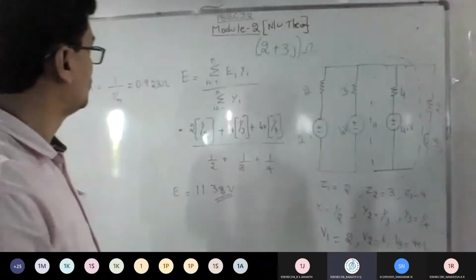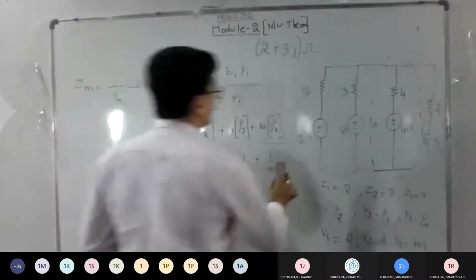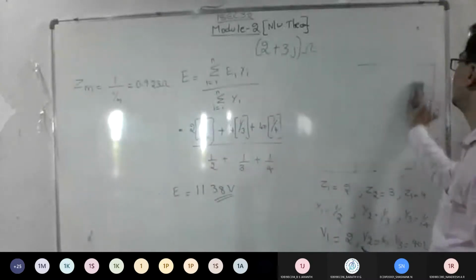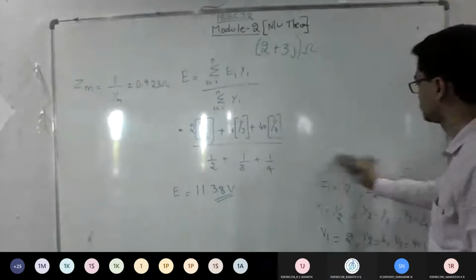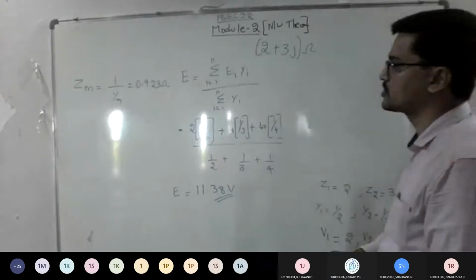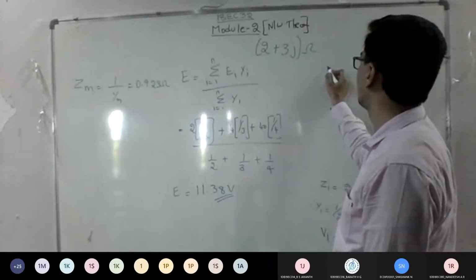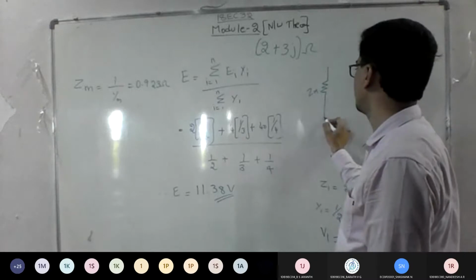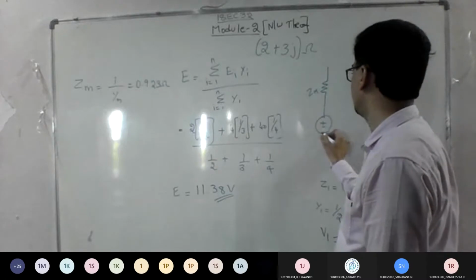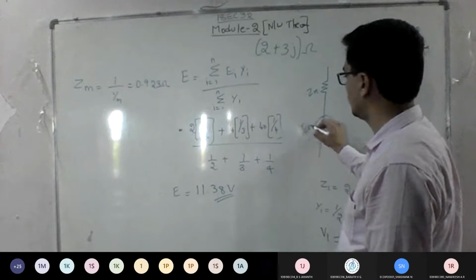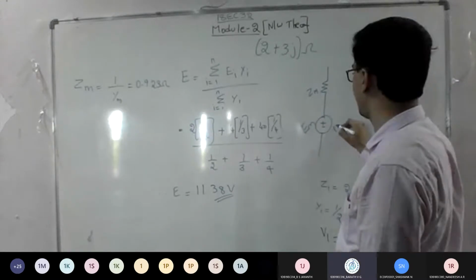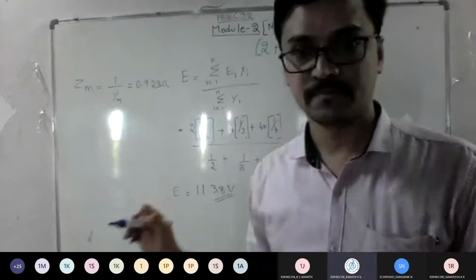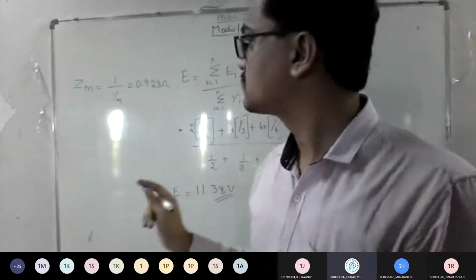Is it fine till here? Now once you have got this, what can I do? I can eliminate this network. So how does it look? There is one Zm and there is one supply Em, that is the Millman equivalent voltage. The value you told, sir, we will get 11.38. And 1.083 ohms, sir.